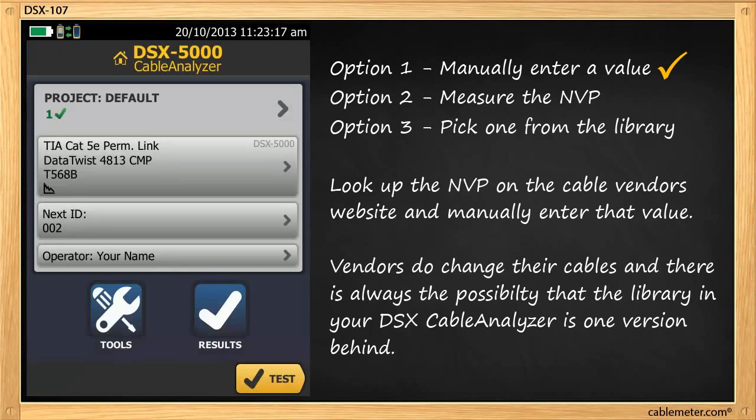So there are three options to setting the NVP. Looking up the NVP on the cable vendor's website and manually entering that value is by far the best method. Vendors do change their cables, and there is always the possibility that the library in your DSX is one version behind. Also, if an audit of your results is being conducted, chances are they will use the value of the datasheet, not what you measured.